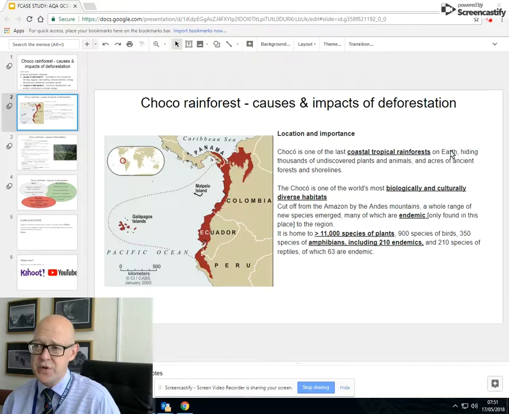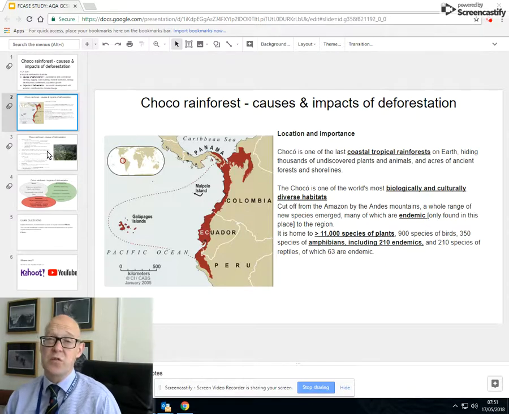And you can see here, coastal tropical forest, very, very diverse habitat, lots of niche conditions. Many of these species are only found there, endemic, only found in that region. About 11,000 species, amphibians, including 210 as endemic. So it's quite a pristine environment. So you think that the world in general, big scale, would want to protect it.